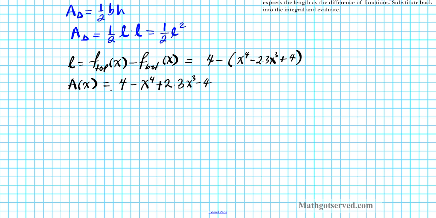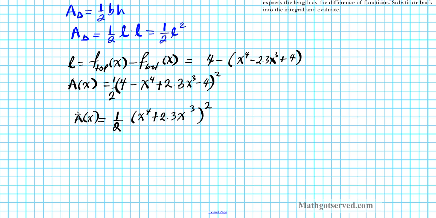So that's 1/2 of that length quantity squared. This entire piece right here is L. 1/2 L squared is the area. We can simplify it a little bit more. We have 1/2. 4 times minus 4 is 0. So it's 1/2 times the quantity negative x to the 4th plus 2.3 x to the 3rd, squared. So that's the area.